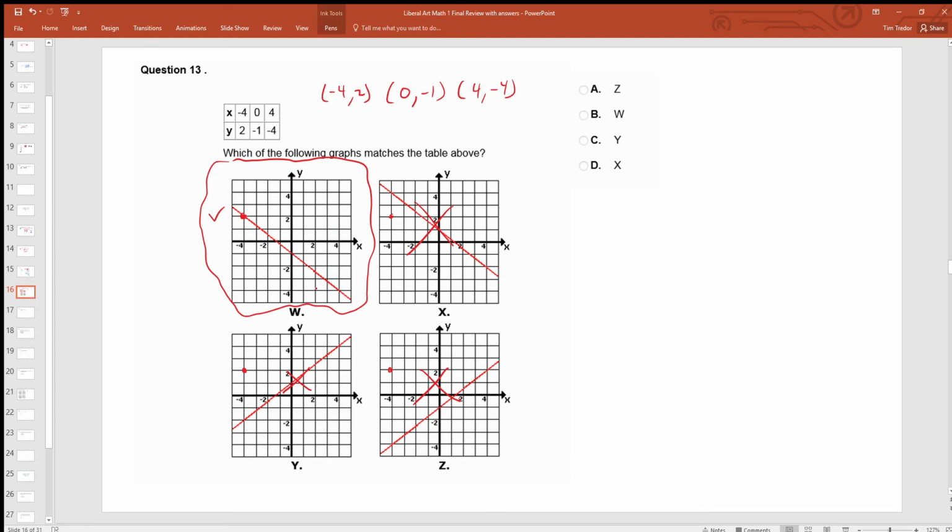Now, you've got to be very careful here, because this is what? This is W. We want to choose the one that says W. So the way the answer choices are set up, you've got to make sure that you choose the correct one. Don't just pick the top one because it's the first graph.